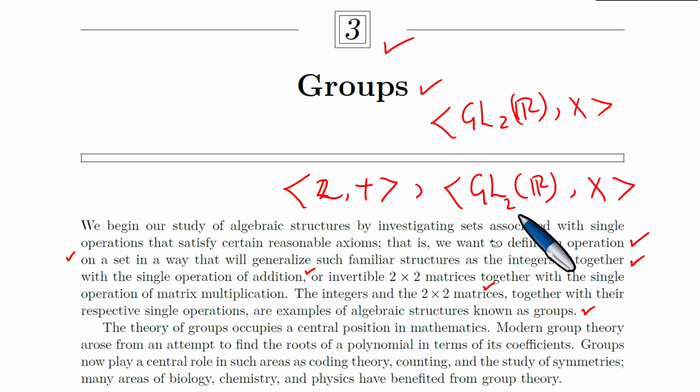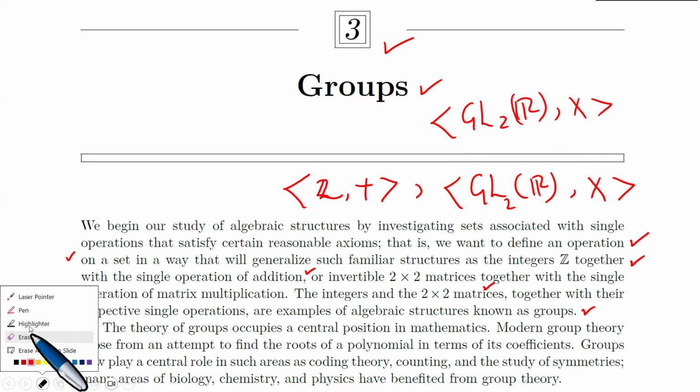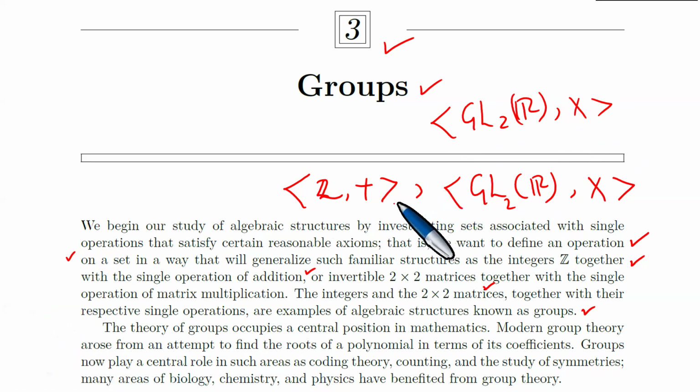Obviously, we shall be coming across the notations as we go along. But so far, the author of the book is really saying, let us take note of the group: the group of integers with the operation of addition, but also the 2x2 matrices with the operation of multiplication. Next, the theory of groups occupies a central position in mathematics. Modern group theory arose from an attempt to find the roots of a polynomial in terms of its coefficients.